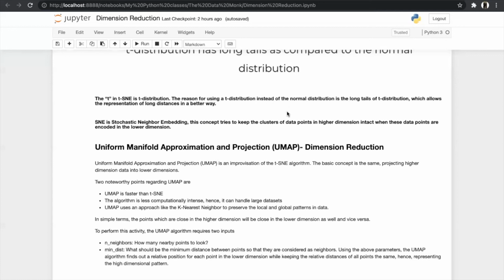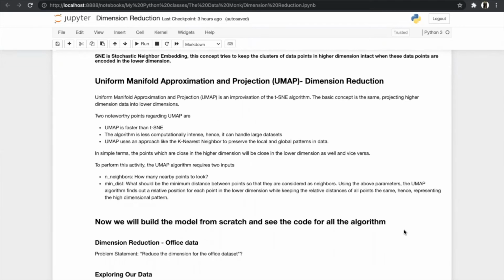So now you should know the working of all the algorithms in dimension reduction, like how they work and what the differences between them are. Now we will build our model from scratch and see the code for all the algorithms. For the model, we have taken the office data that we have used in the examples of the above algorithms. So our problem statement is to reduce the dimension of the office dataset.